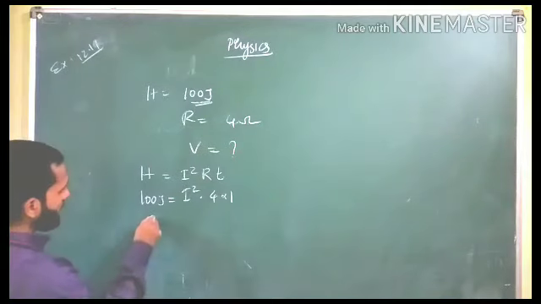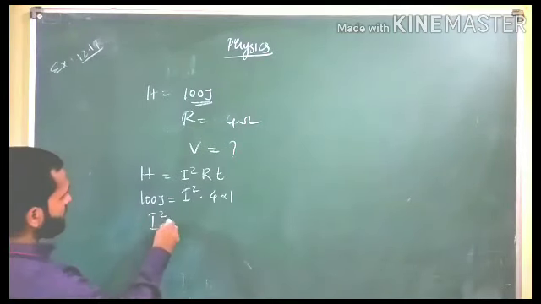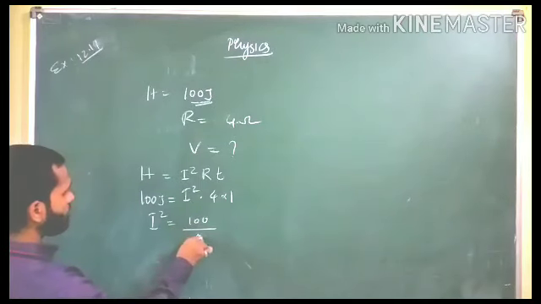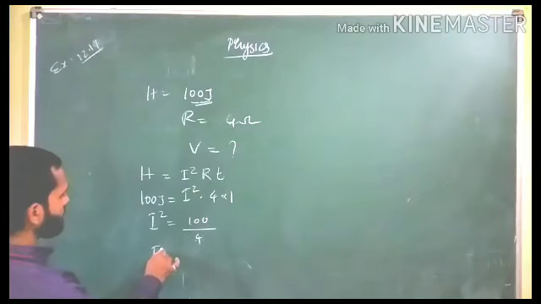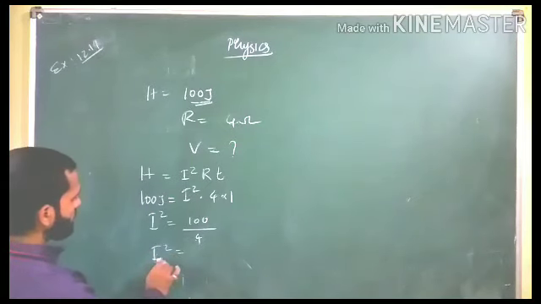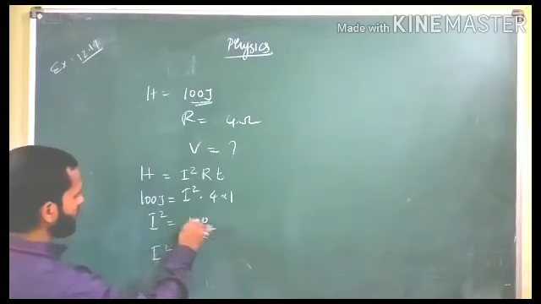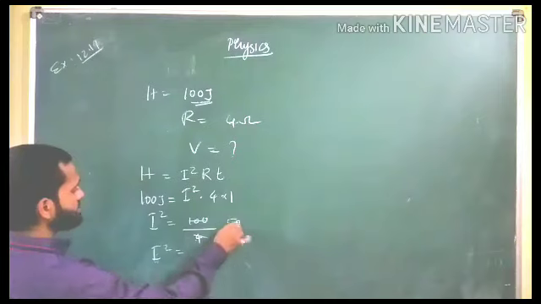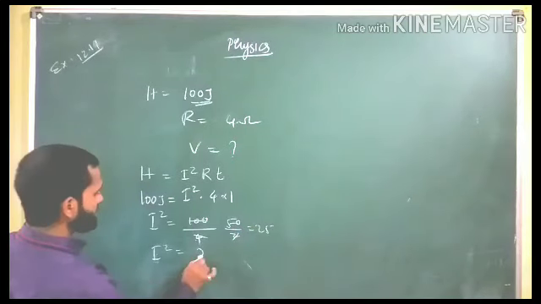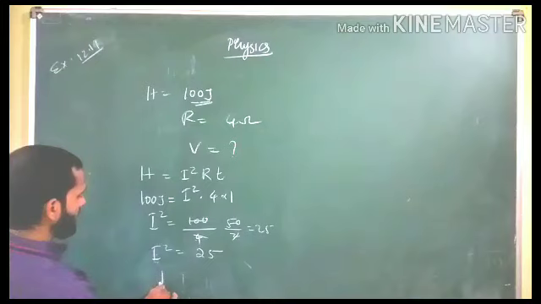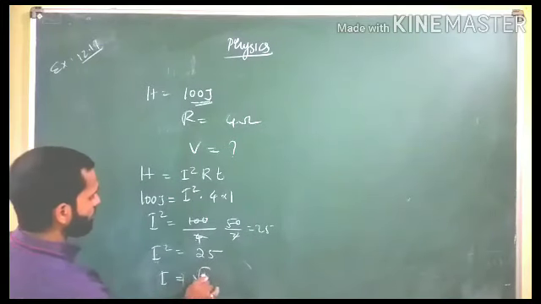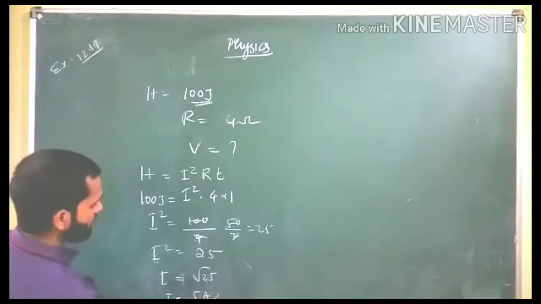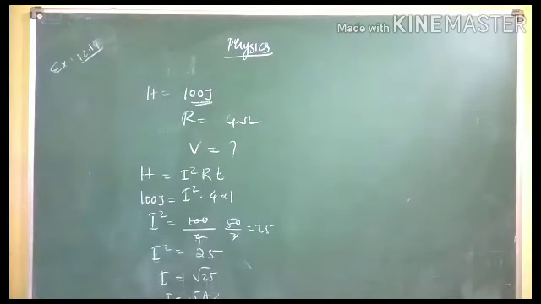So I square will be equal to 100 divided by 4. Cancelling, this will be 50 upon 2, and then this will be 25. So I square is equal to 25, then I will be equal to the square root of 25, which is 5 ampere.